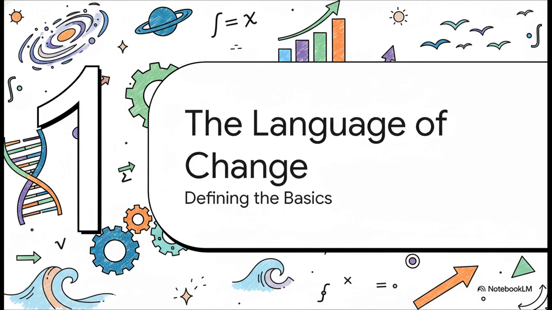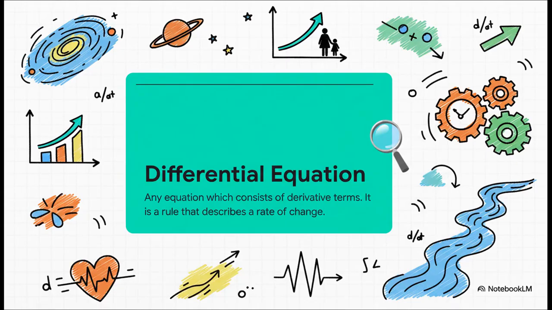If you strip away all the fancy jargon, what exactly is a differential equation? Okay, so at its absolute core, a differential equation is really just a rule. It's a rule that describes a rate of change. If you ever see an equation with a term like dy over dx, which, by the way, is just a fancy way of asking how fast is y changing whenever x changes, then yep, you're looking at one. It's basically a recipe for how something evolves from one moment to the very next.